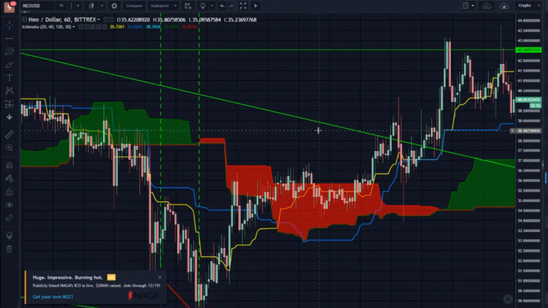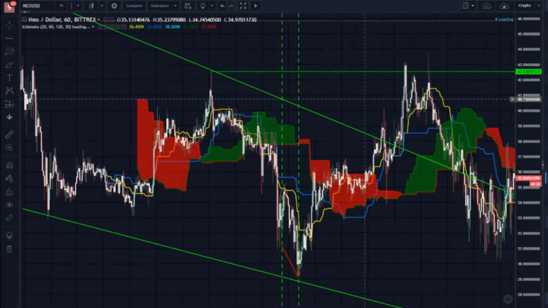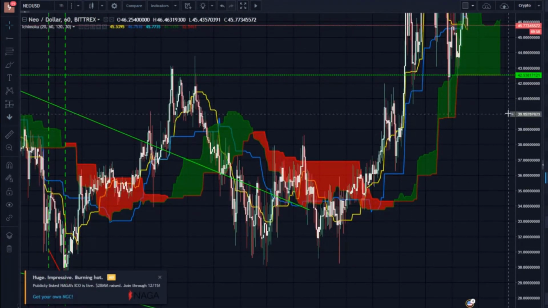So just to reiterate, for anybody new to the system, just make sure the cross happens above the cloud before you get into any kind of position, because you don't want to get whipsawed out of things like this. This did have a nice run up, and then it just plummeted down, and then another nice run up.